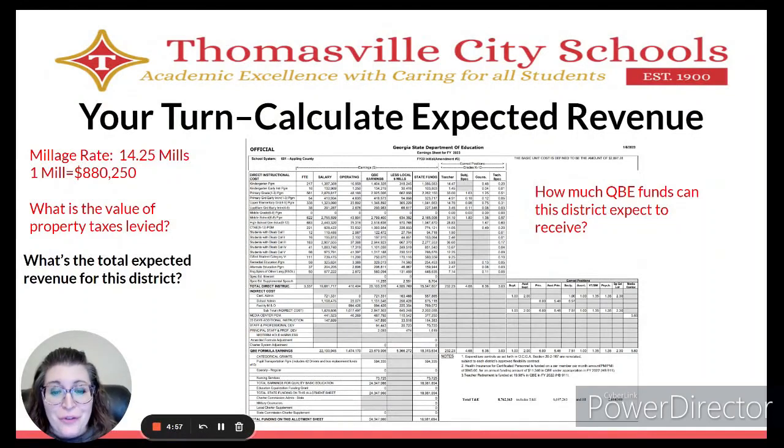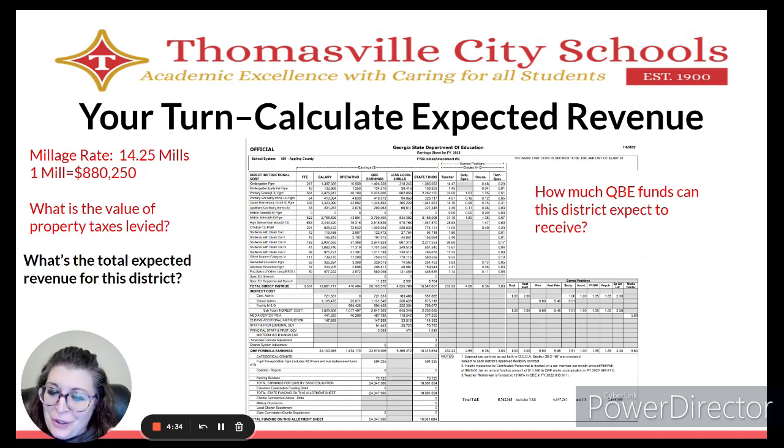Today, I have presented an overview of the budgeting process for our local school district's general fund budget. For Thomasville City Schools, our two primary sources of revenue are state QBE and local city property taxes. Our expenditures are 85% salaries and benefits, with the majority of our expenses going towards instruction.